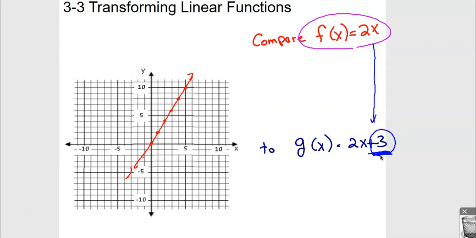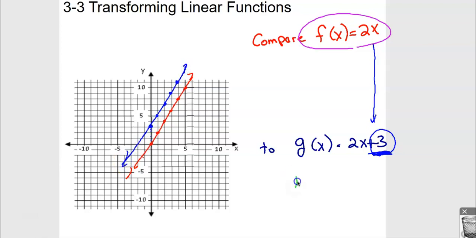So in other words, it's being raised 3 spots. So literally every point is being raised 3 spots. So raise it 3 spots, raise it 3 spots, raise it 3 spots, raise it 3 spots. And so notice you have the blue line just like that.